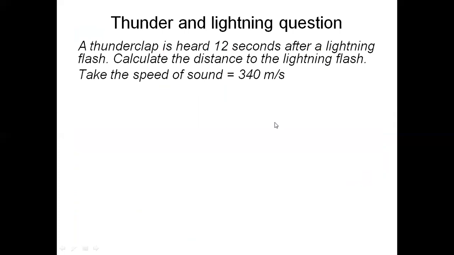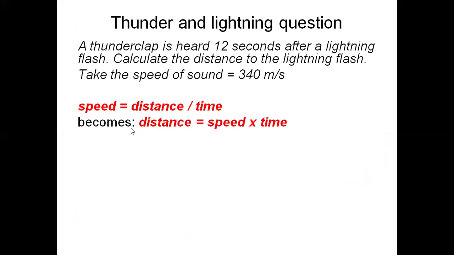Now the calculations. A thunderclap is heard 12 seconds after a lightning flash. Calculate the distance to the lightning flash. Take the speed of sound as 340 meters per second. So speed is equal to distance over time. So distance is speed times time.